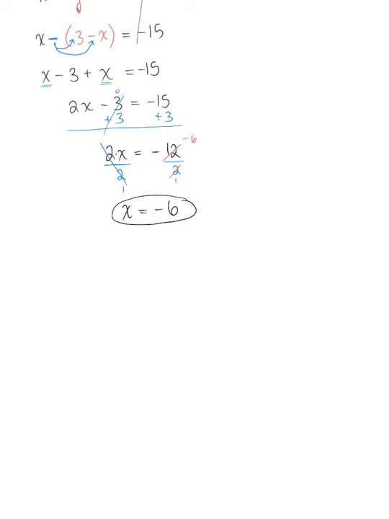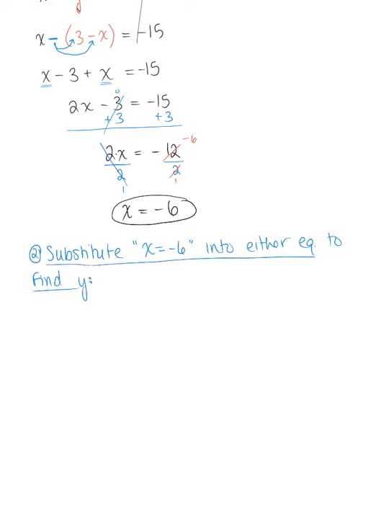So we have the x coordinate of our intersection point. Now our second step, step 2, we can substitute this x equals negative 6 into either equation to find y. Pick your favorite equation. I'll choose equation 1 here.